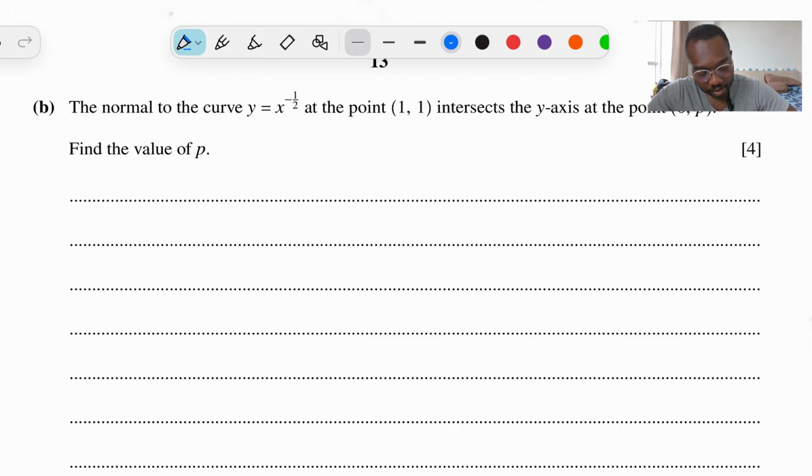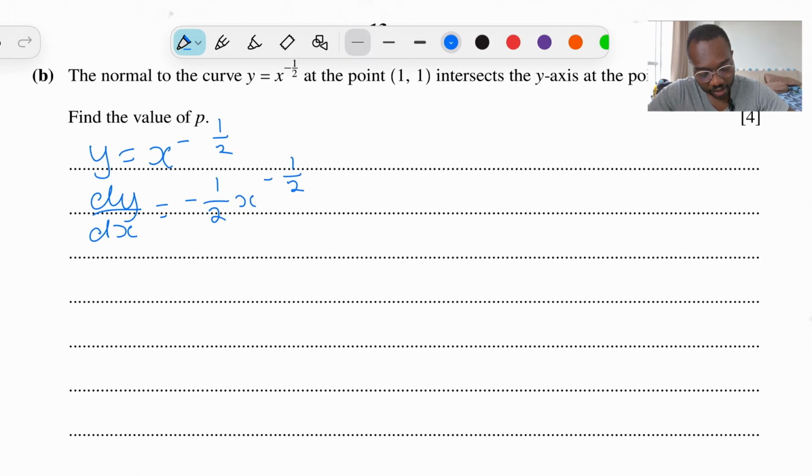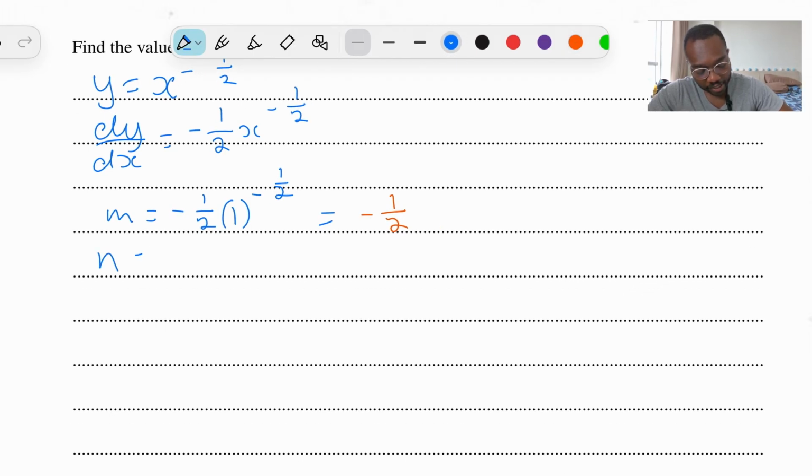So if we have y equals x to the minus a half, we'll differentiate that. You get dy over dx, that would be minus a half x to the power of minus 3 over 2. We put in our x value. Well, our x value is just 1, so it's minus a half times 1 to the power of minus 3 over 2. So therefore, our m value is just minus a half. Therefore, our normal gradient at that point would just be the negative reciprocal. That's a positive 2.